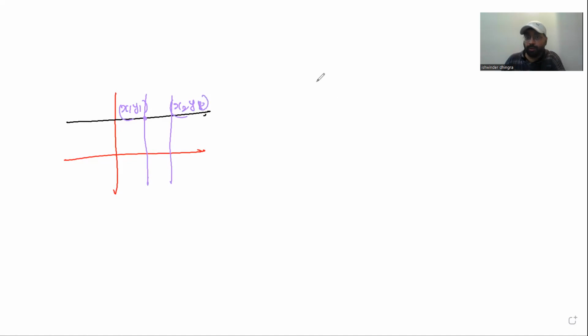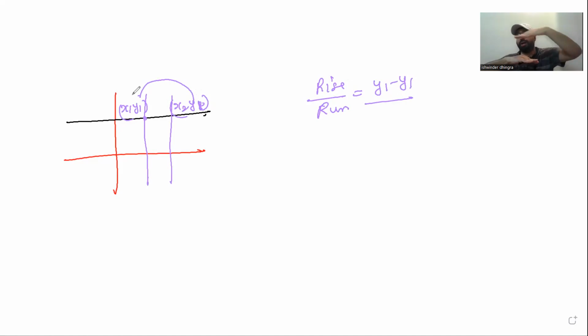Now, what is a slope? This is rise upon run, right? Now, what is a rise? Rise is y1 minus y1. You can write it over here, y1 minus y1, because we are not changing the value of y. When the line is parallel to the x-axis, the y value is fixed. The run is x2 minus x1. Now, this will come out to be 0 upon x2 minus x1. So this is going to be 0.